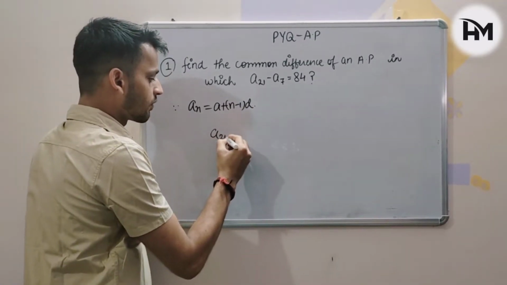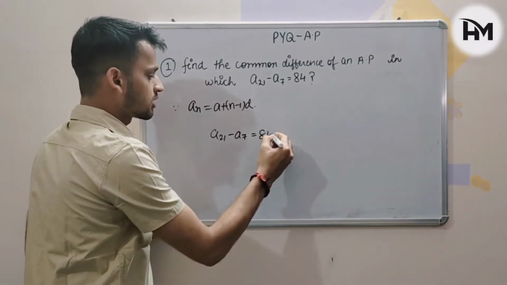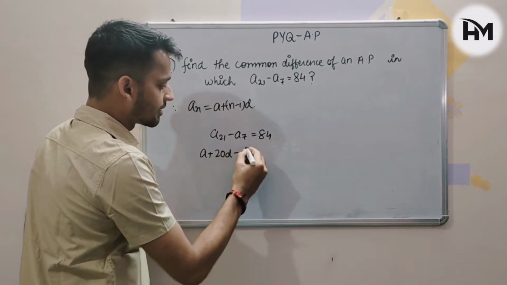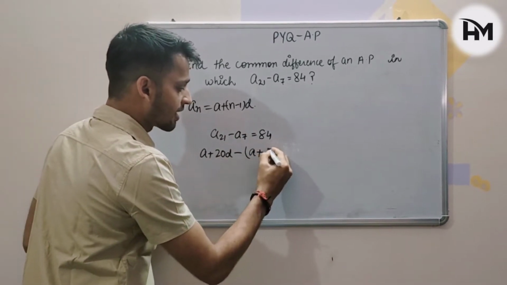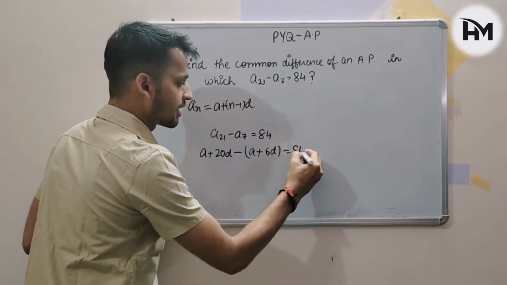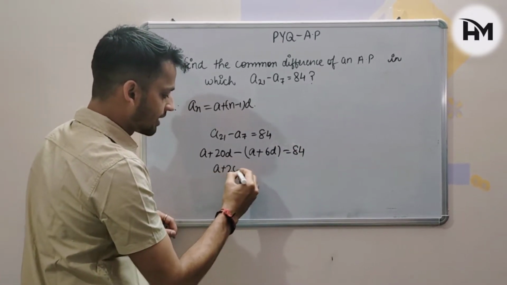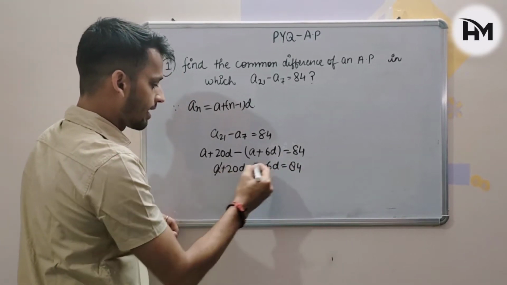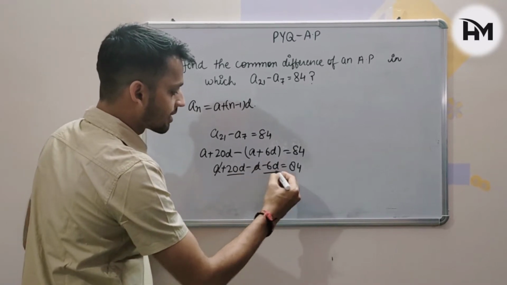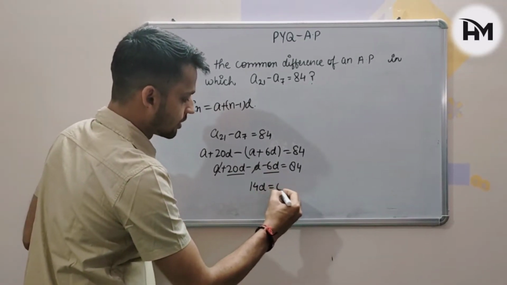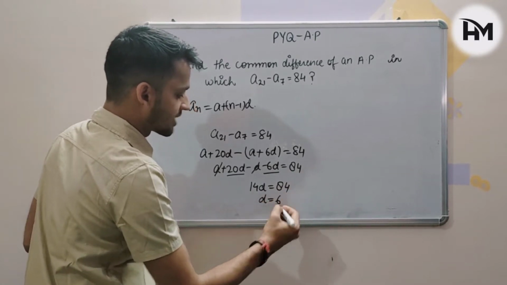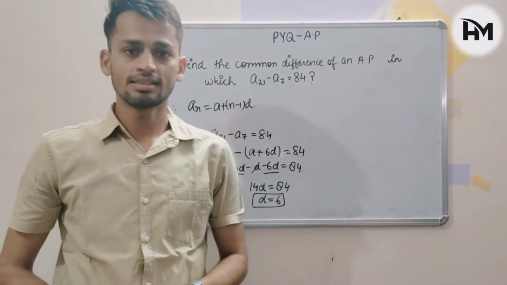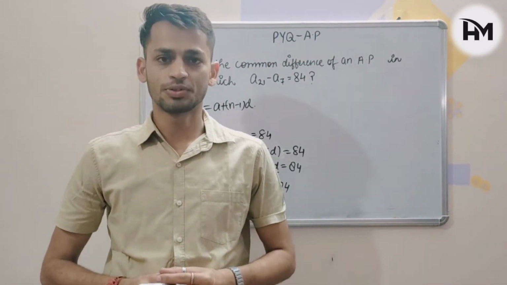So what will be A21 minus A7? This will be A plus (21 minus 1) is 20D, minus A7, which is A plus (7 minus 1) is 6D, and this will be equal to 84. A plus 20D minus A minus 6D equals 84. Then A and A cancel out. 20D minus 6D, 14D, is equal to 84. Then D will be equal to 6. That's what we needed to find out. So the common difference is nothing but 6. Let's move on to the next question.